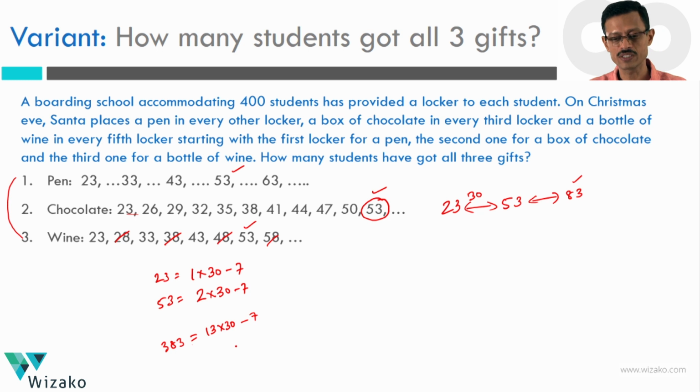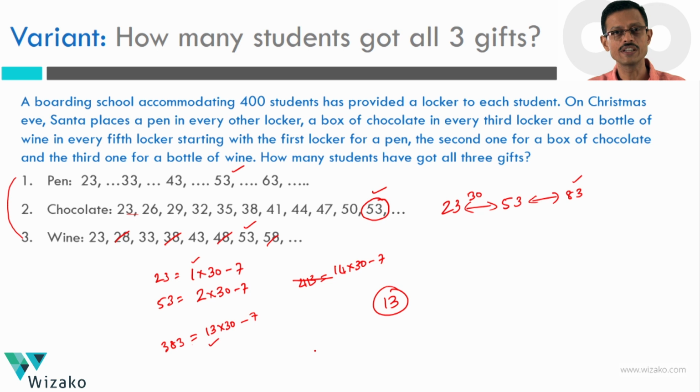I'll push one step further, which is 14 into 30, 420 minus 7, which is 413. But we have only 400 lockers. 413 cannot be a part of this set. So we started with the first multiple of 30. We went up to the 13th multiple of 30. So how many students have got all the 3 gifts? The answer has not changed. It's still the same 13.